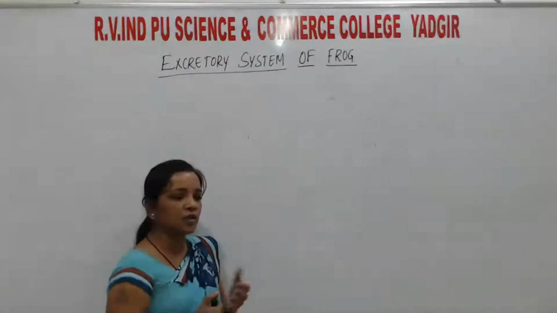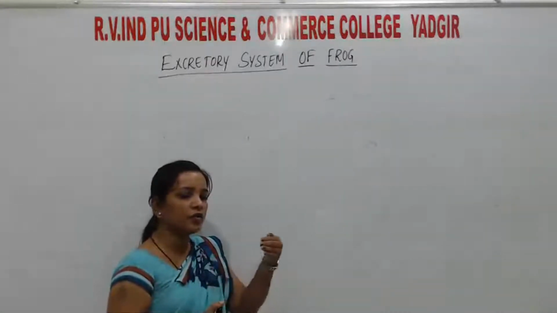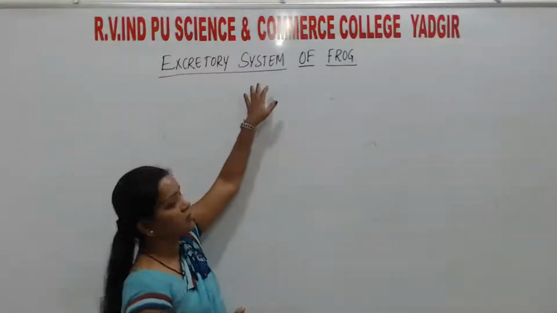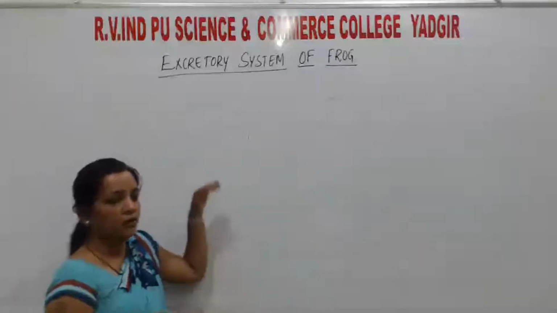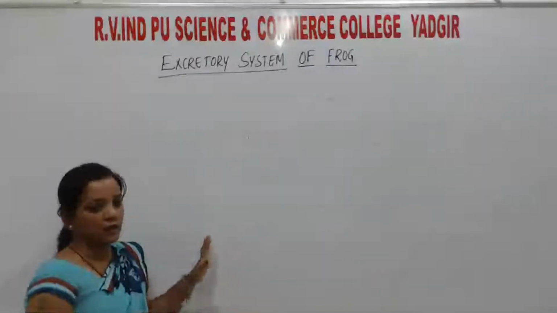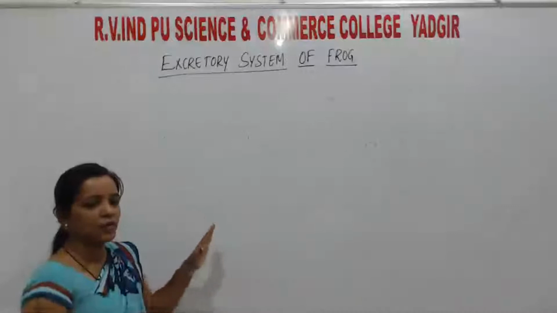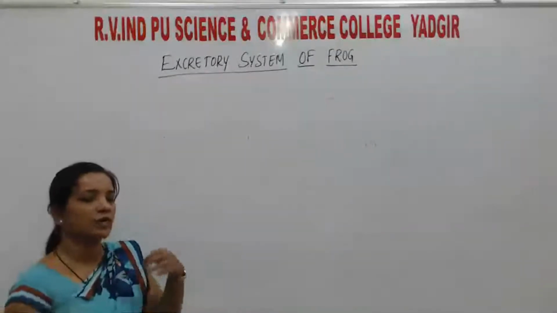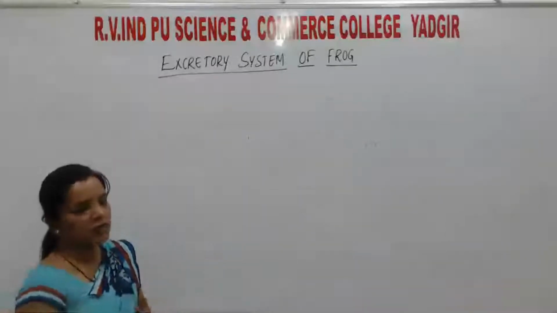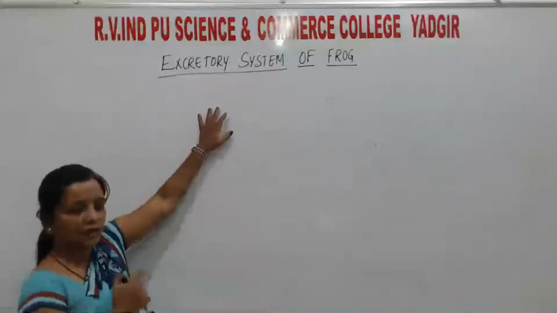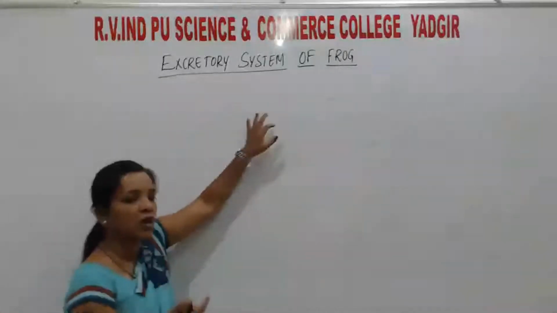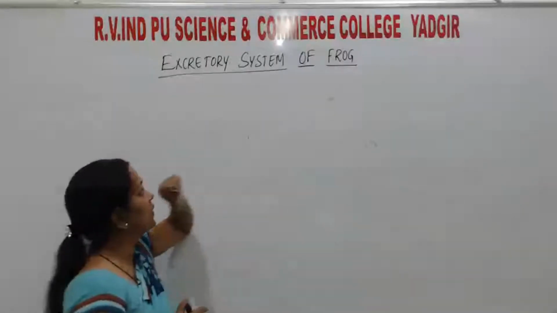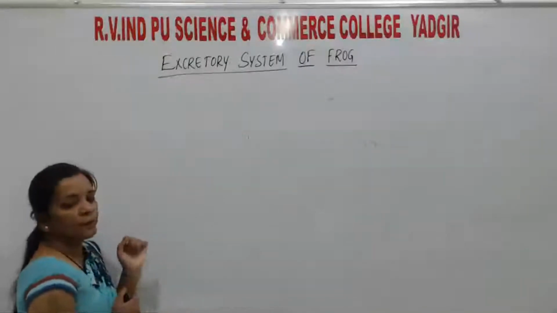Excretion means elimination of nitrogenous waste from the body of the frog. That is called the excretory system. There is no diagram for this. The important diagram is the reproductive system of the frog. There you will come across the diagram, but here, theoretically, you should know what parts are present in the frog.